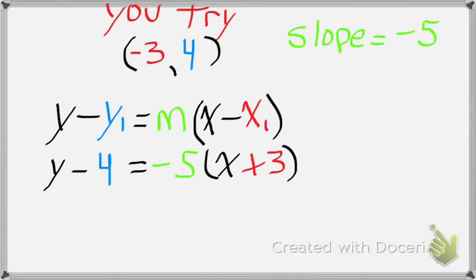Now, just remember to keep track of your negatives. And if you'd been asked for a different version of the linear equation, if it said give me slope-intercept or give me standard form, that's what we would do. But for now, let's stop right here, and I'm going to show you an example.